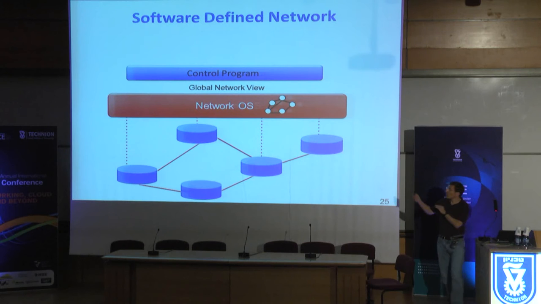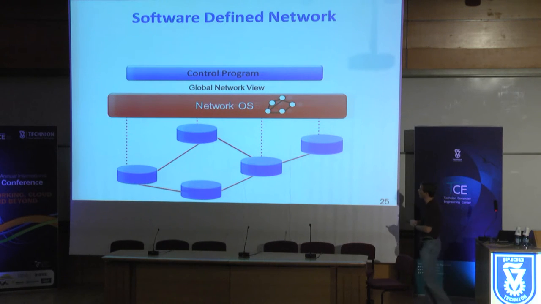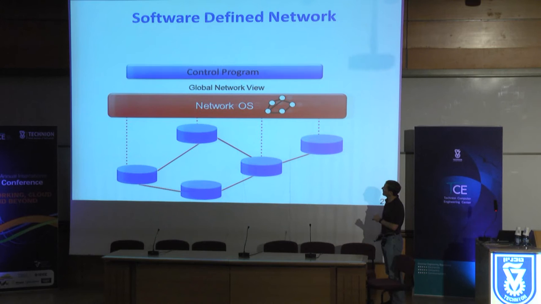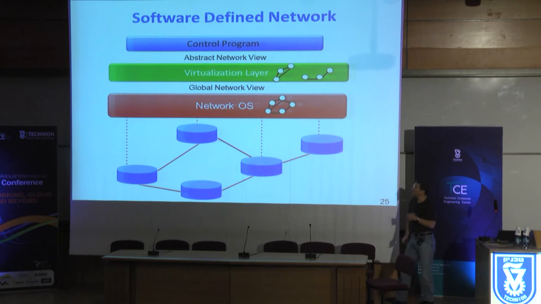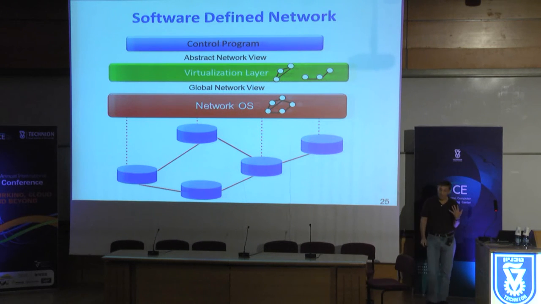So what that means is we go back to our software-defined networking picture, and we insert a new layer. So we stick in a virtualization layer, which now presents an abstract network view to the control program. So the control program sees a very simple network. It tells that network what it wants to have happen, like blocking traffic and so forth. The virtualization layer then converts that to the global network view, which it hands off to the network operating system, which talks to the switches.